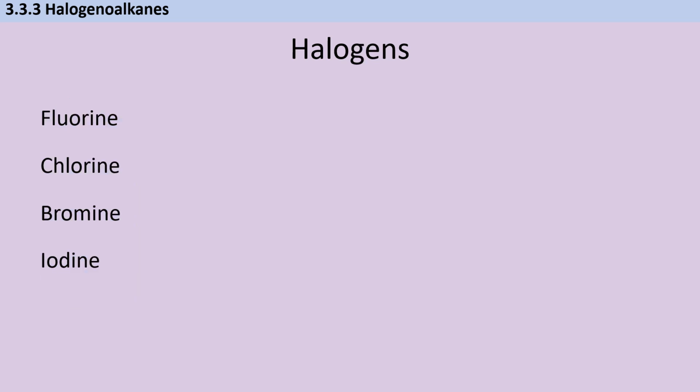Depending on which halogen atom is put in, we then need a different prefix. So if there's a fluorine atom, this would be fluoromethane or fluoroethane and so on. If it's chlorine, it will be chloro. If it's bromine, it's bromo. And if it's iodine, then it's iodo.